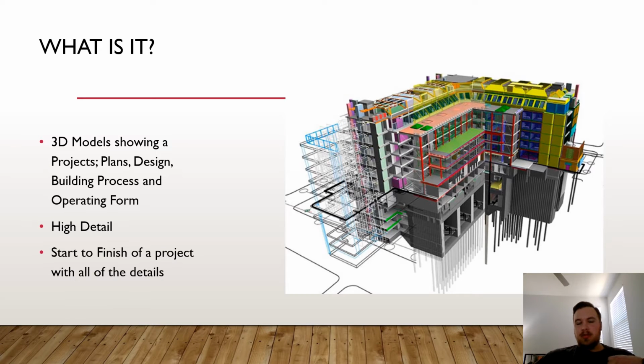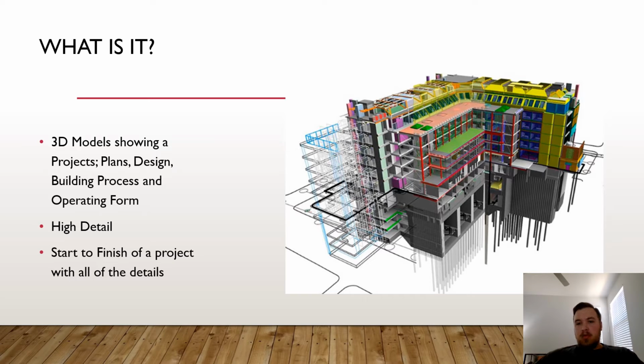So what is it? BIM modeling, as you can see in the image on the right, is a 3D model of the projected project. What's in it? Your MEPs, so your mechanical, electrical, plumbing, low voltage, and lighting systems. It projects plans and shows the design, the building process, and the operating form.